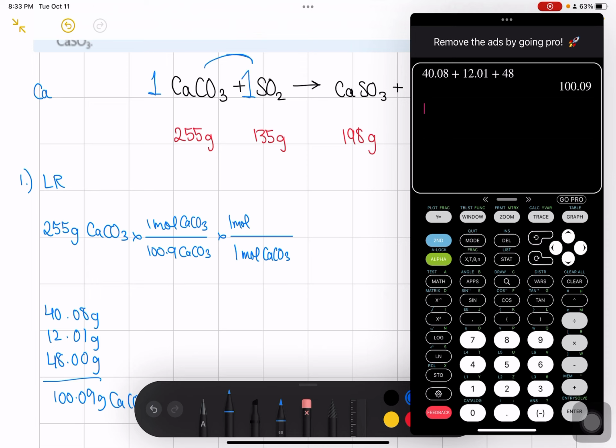So basically, we're trying to see the relationship between these and how much of this we need to get to this, how much of this we need to get to this. It'll all clear up at the end. Don't you worry. Okay, so 1 mole of SO2.